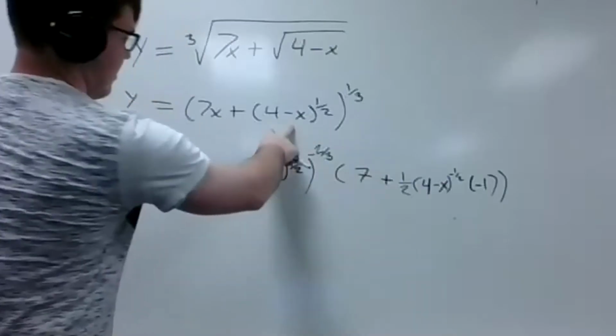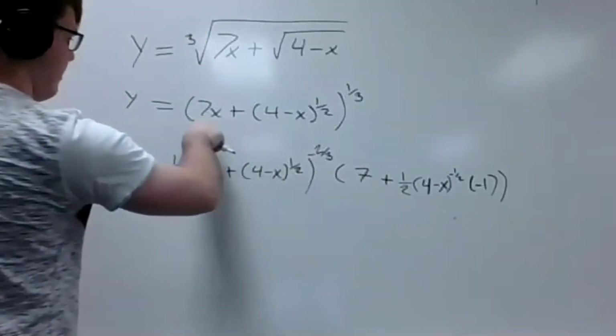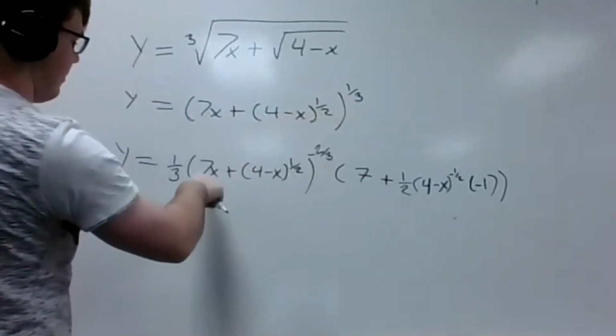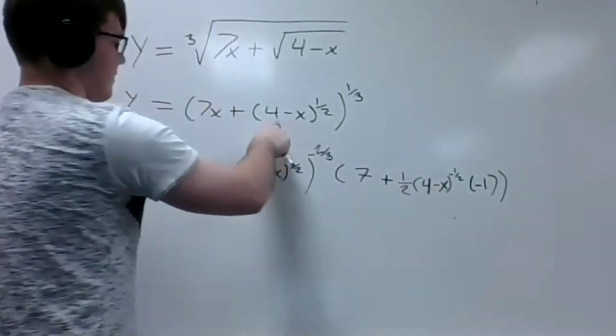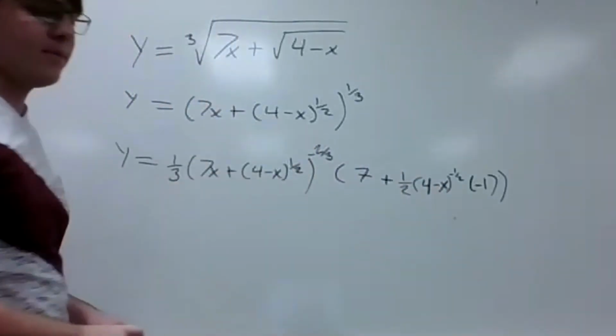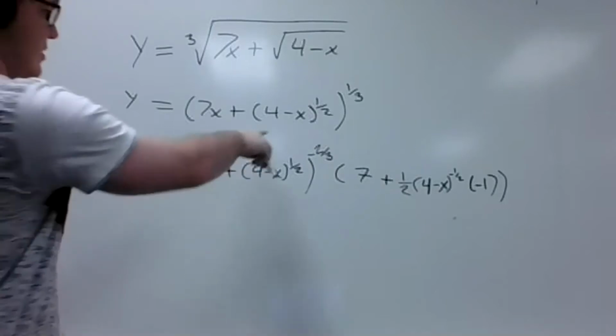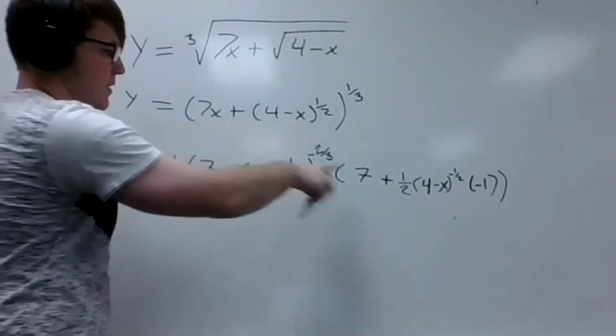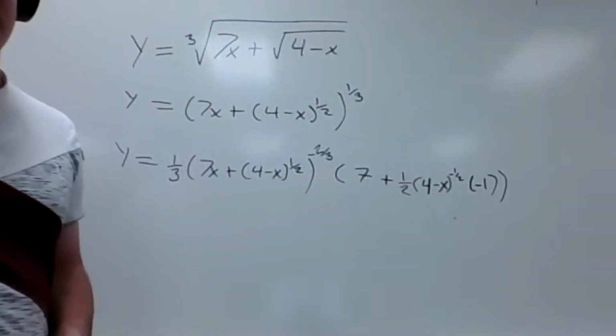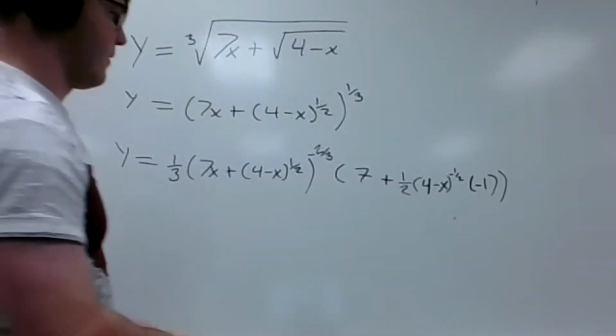So if we look up here, and we're taking the derivative, we have to do the chain rule, so we have to take the derivative of the inside. And while we're taking the derivative of the inside, we have to take the derivative of the inside again. So since it's 4 minus x, when we take the derivative of this, the derivative of x is 1, but it's going to be negative, so the negative doesn't disappear.